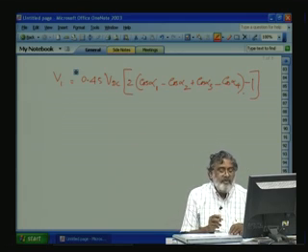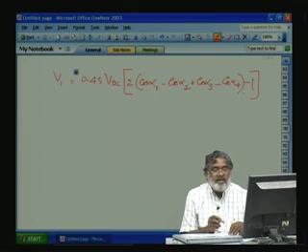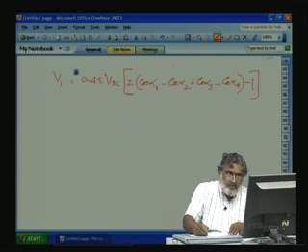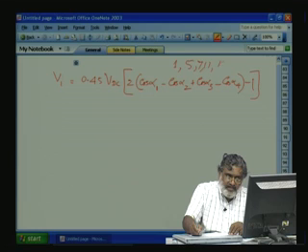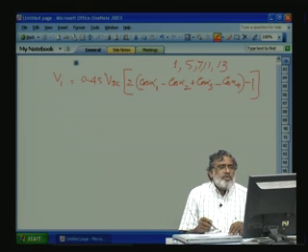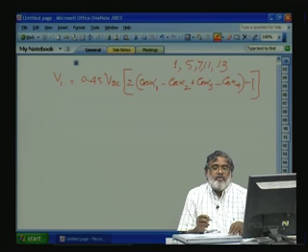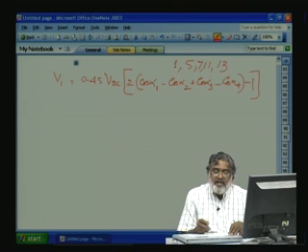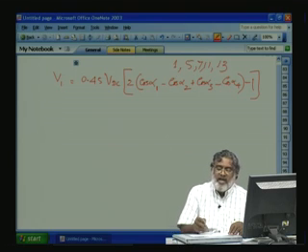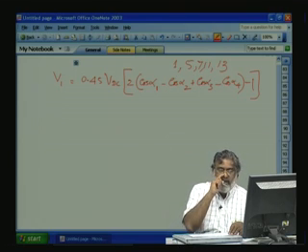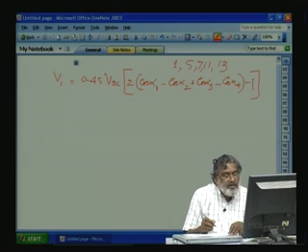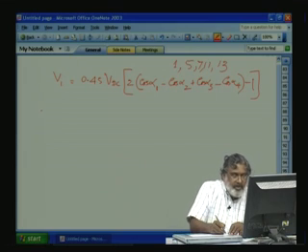If you see, we want to control the fundamental, 5th, 7th, 11th and 13th. So, how many equations do we require? 5 equations are required. Correspondingly, we require the angles starting from 0, then alpha 1, alpha 2, alpha 3, alpha 4, 5 angles starting from 0. Now, let us take the 5th harmonic.